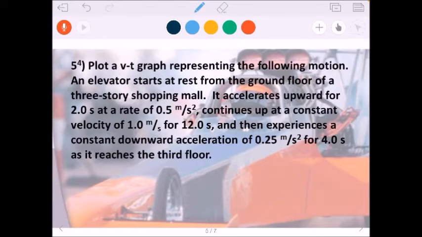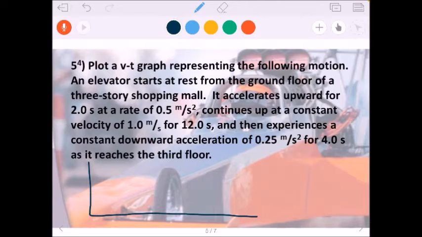On number 5, they want us to plot a velocity time graph representing the following motion. An elevator starts from rest from the ground floor of a 3-story shopping mall. It accelerates upward for 2 seconds at a rate of 1/2 meter per second squared, continues up at a velocity of 1 meter per second for 12 seconds, and then experiences a constant downward acceleration of 1/4 meter per second squared for the next 4 seconds as it reaches the 3rd floor.